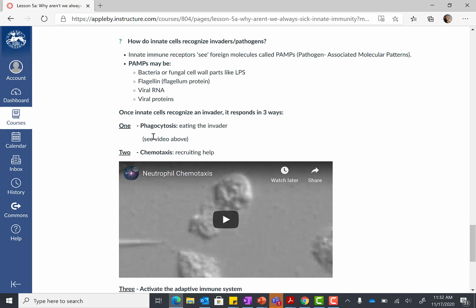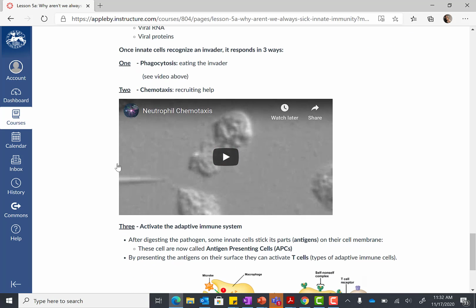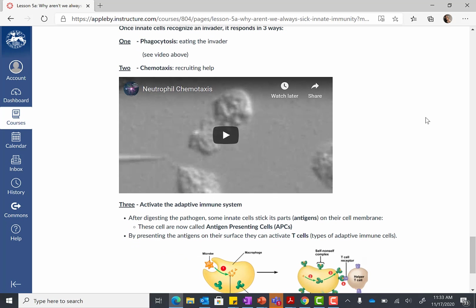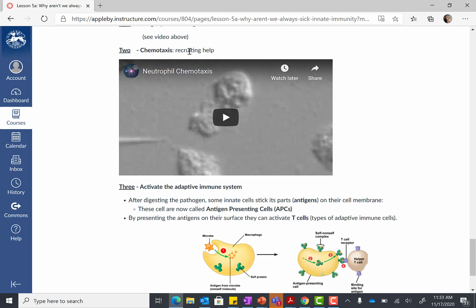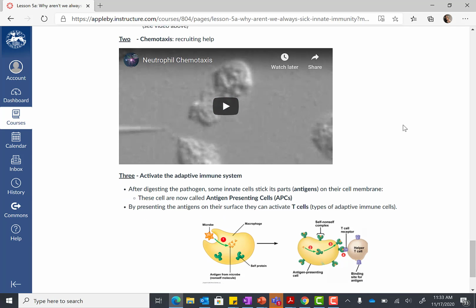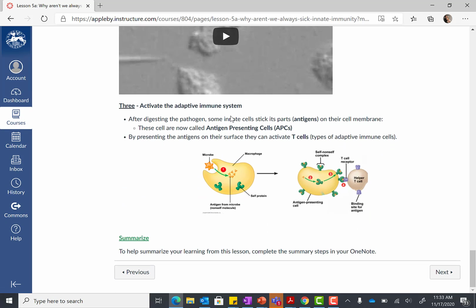Your last part of this lesson is really just summarizing these three key steps of our innate immune system. The first one is phagocytosis. Again, we watched an example of that earlier, so you can see that video below. The second is this idea of chemotaxis, where chemicals are being secreted to help recruit more white blood cells. And the last part, which is what's going to lead into our next lesson, is activating our adaptive immune system.